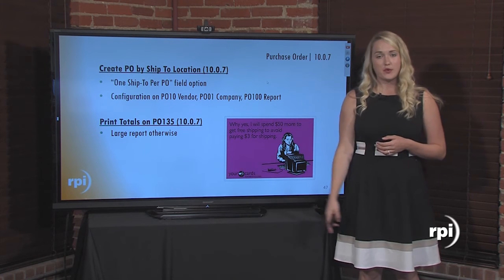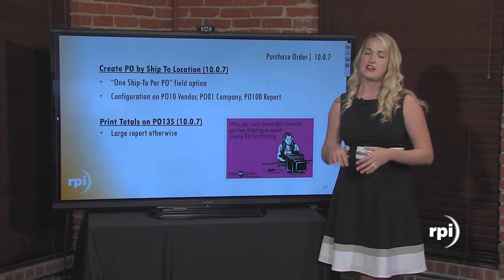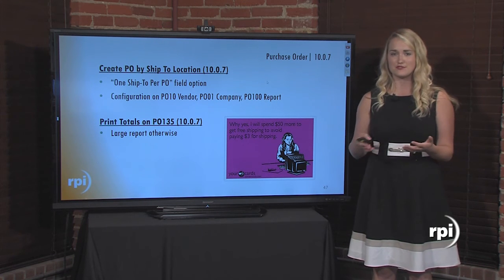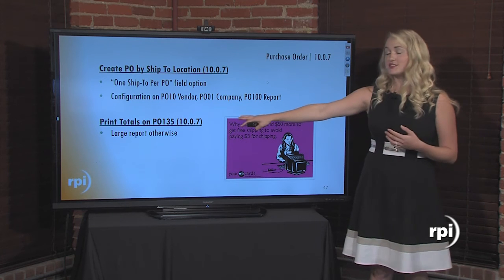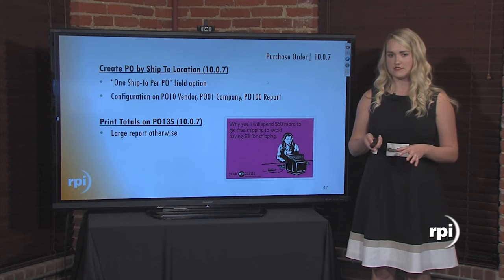And also, we've got PO135 change, which is it now allows you to just print the totals. So instead of looking through that long report that can sometimes take forever to browse through just to find those totals, now you can just look at that report and choose to just see those totals instead of all the details.